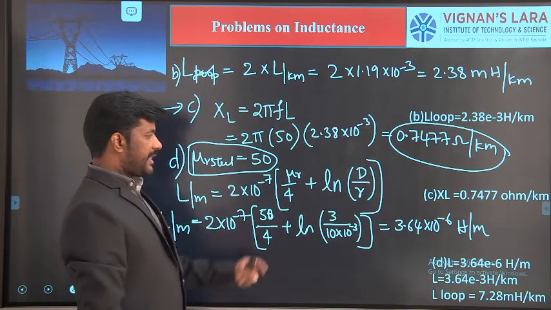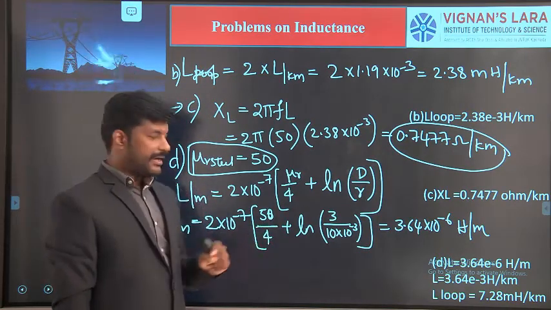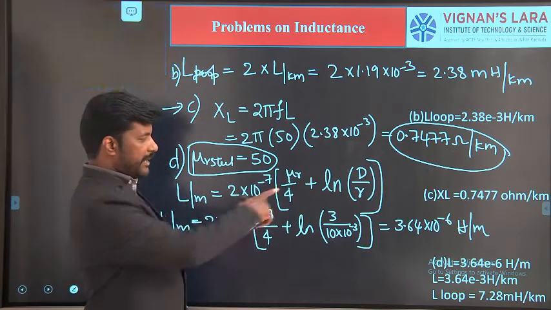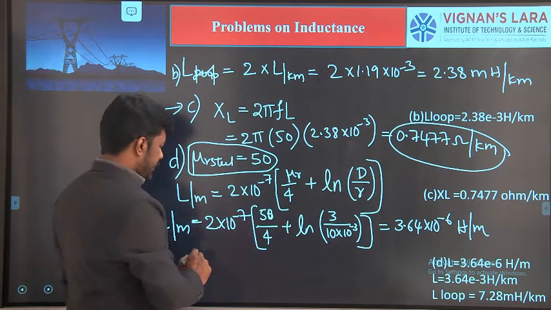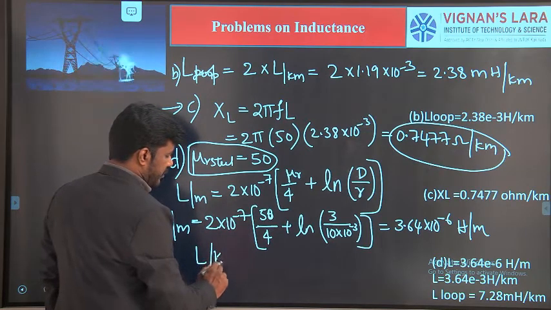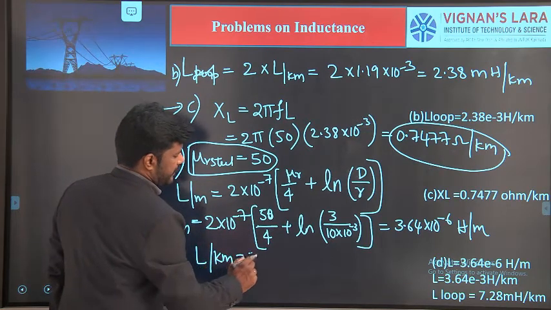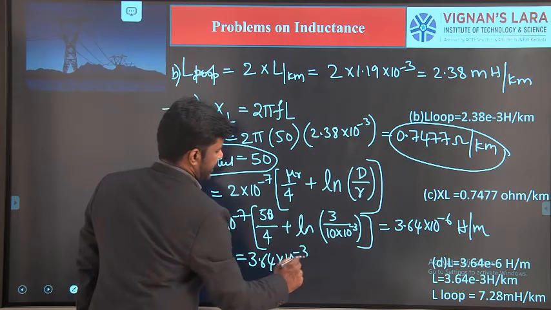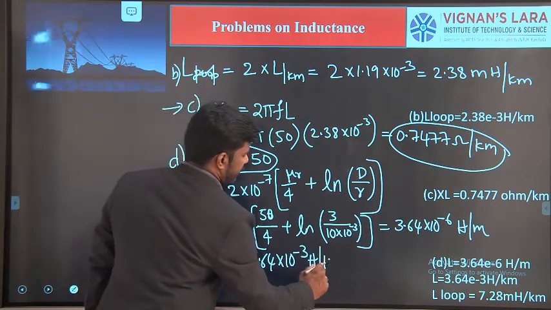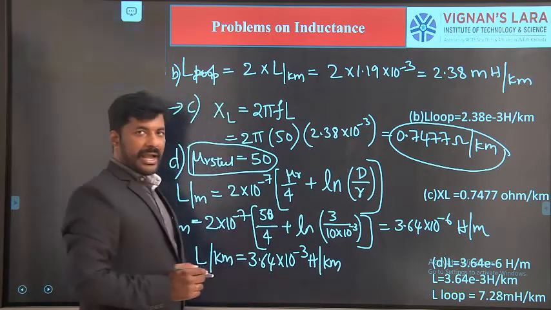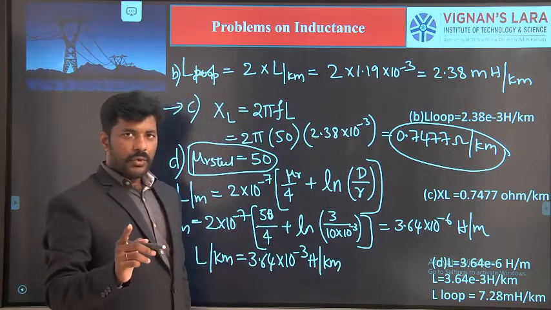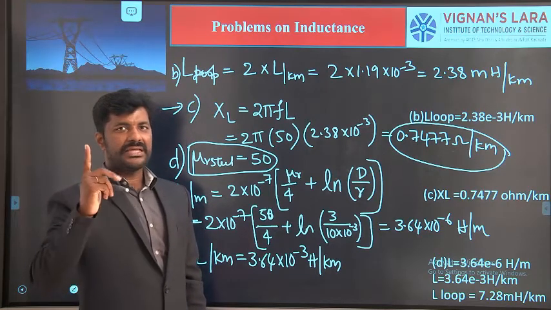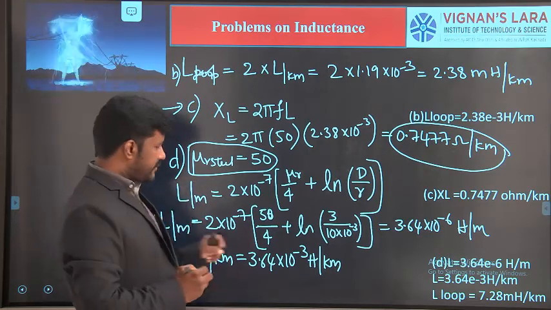Then they are asking for 1 kilometer, but our formula supports 1 meter. 1 kilometer means 1000 meters. Multiply that answer with 1000. Then you will get the inductance for 1 kilometer length, whose value is 3.64 into 10 power minus 3 Henries, defined for 1 kilometer. And they are also asking for loop inductance. We know that loop inductance is twice that of the single conductor. So 2 times this value.